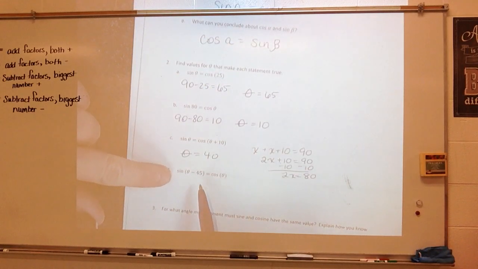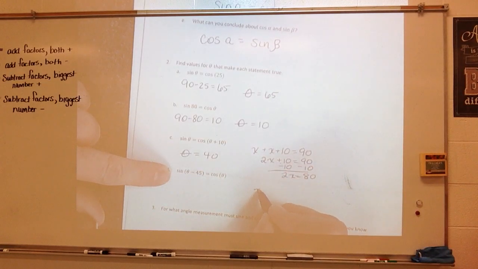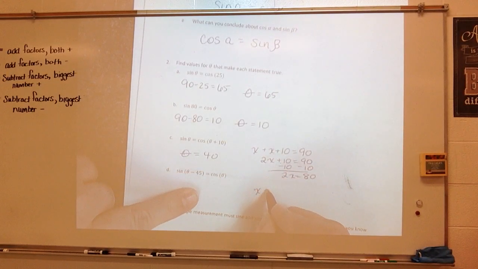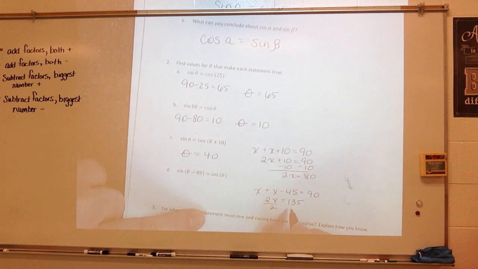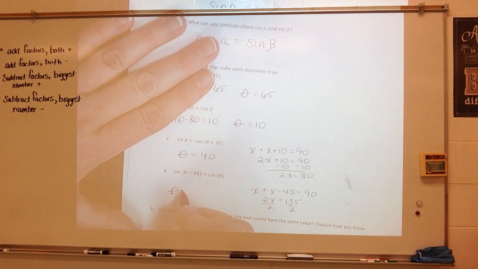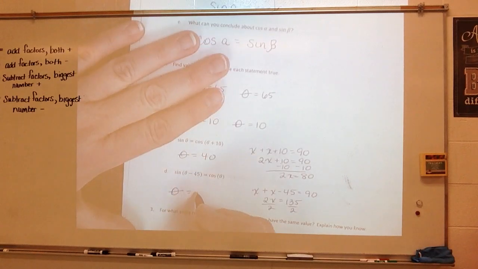Alright, so here I've got the cosine of an angle, so we'll let that equal x. And then I have that angle minus 45 is equal to 90. So 2x is equal to, I'm going to take that 45 over, 135, divide by 2. My angle must equal 67 and a half.